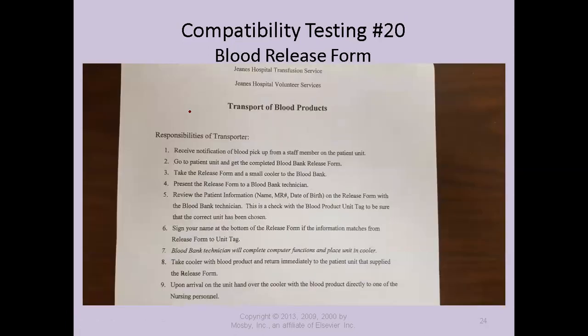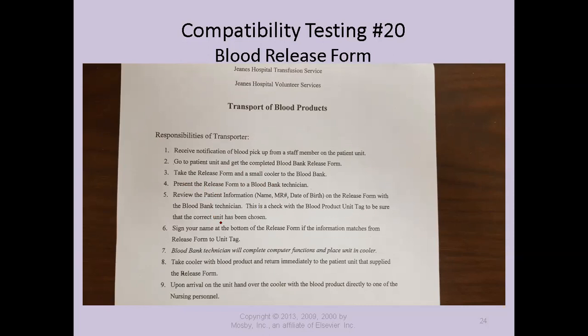And so this is from a student last year. I had a student whose son was working as a volunteer at Jane's Hospital, and she brought this form in to show me because we were talking about the blood release form. This shows an individual going to the blood bank, a transporter, and the steps they would go through, similar to what we talked about: present the release form to the blood bank tech, review the patient information on the release form with the blood bank tech, and this is going back and forth where everybody's saying the numbers back and forth.